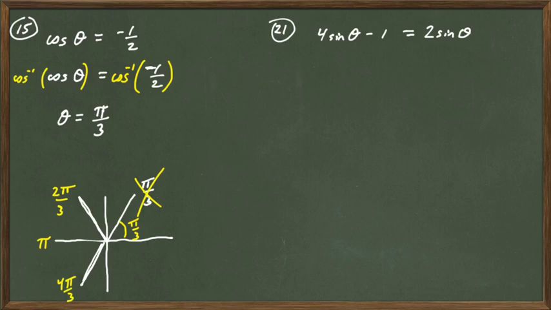So I think my answers would be not pi over 3, but 2 pi over 3, and what else? 4 pi over 3. Now if I only want the answers from 0 to 2 pi, that would be it. But they want all of them, so you take plus the period, which is 2 pi, times n, which is an integer.